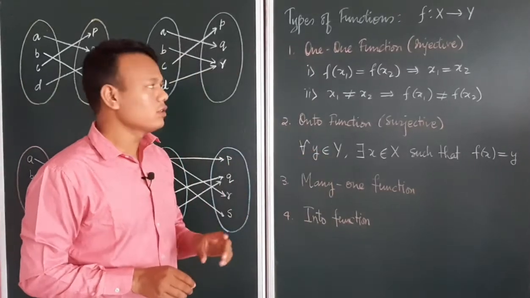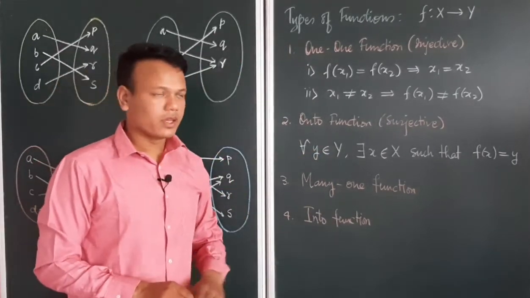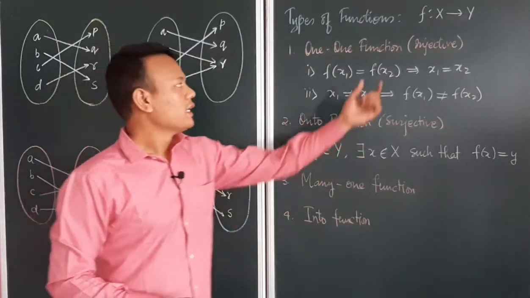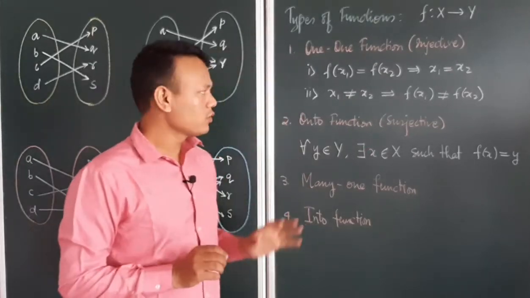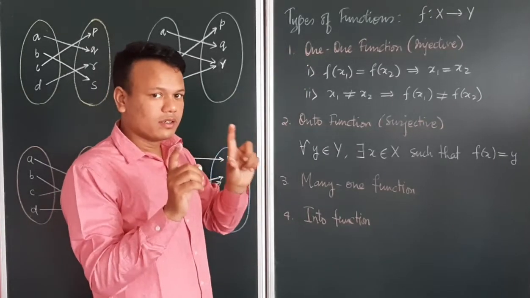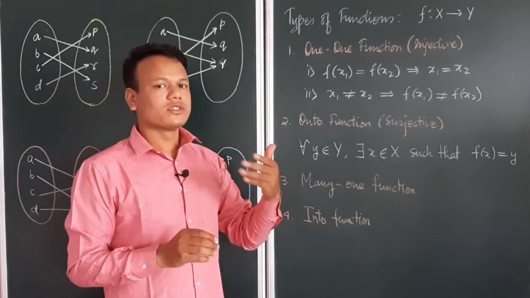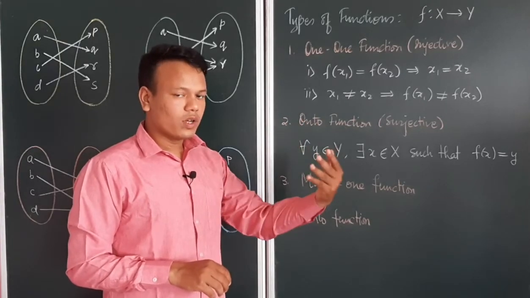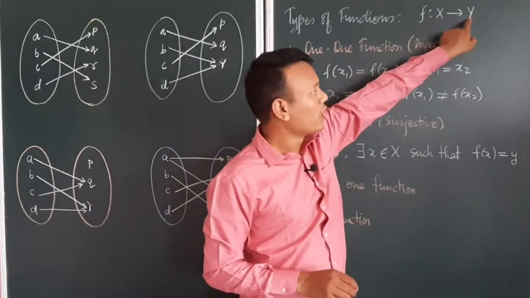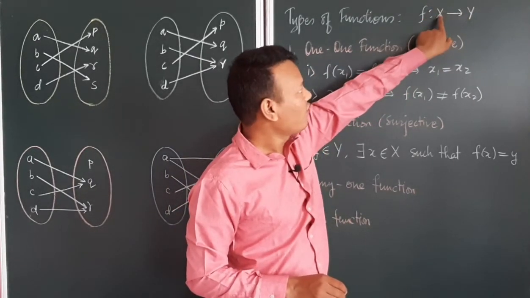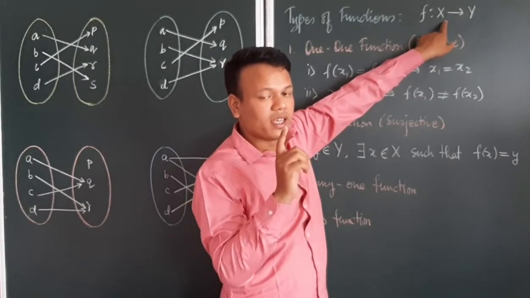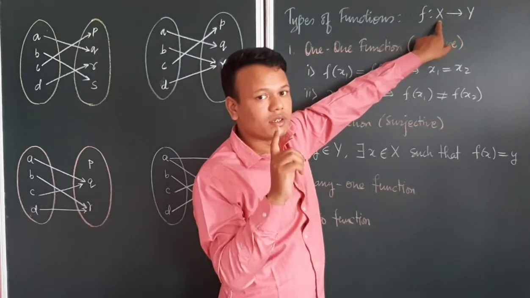So today we are going to learn the types of functions. The first type is called one-one function, and one-one function is also called injective function. The definition says this, but it's going to be difficult for you to understand. So let's try to understand the meaning of one-one function. In one-one function, if the function is from x to y, then every element of this will have a different image.